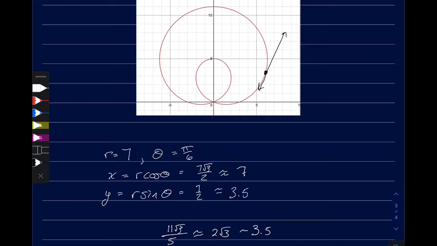So the equation of the tangent line is going to be y minus 7/2 is equal to our slope, which is 11 square root of 3 over 5, times x minus 7 square root of 3 over 2. And that is good enough for us. It is a proper equation. It's not in y equals mx plus b form, but point slope form is just as good as any other form, if not better.